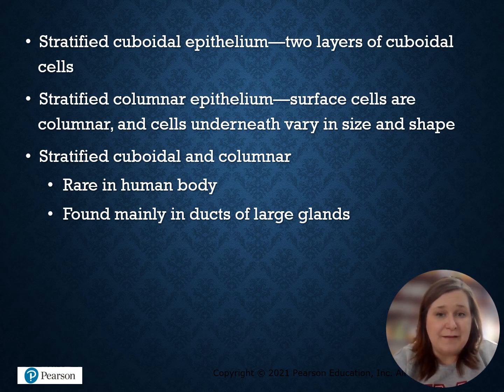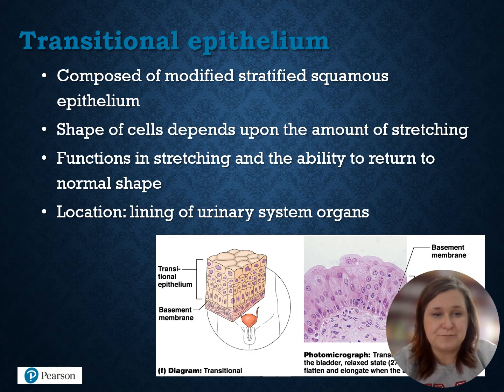Stratified cuboidal epithelium is just going to be 2 layers of cuboidal cells. And stratified columnar epithelium, in that the surface cells are going to be columnar and the cells underneath can sometimes vary in size and shape. The stratified cuboidal and columnar are going to be really rare in the human body. We're only mainly going to find them in ducts of very large glands.